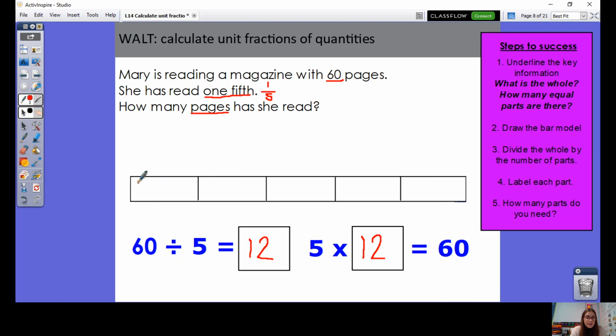So now to label my diagram, I'm going to put on the whole. Try and do it as neatly as I can. So the whole is 60. And I now know that each of my parts is 12. So each fifth is 12.